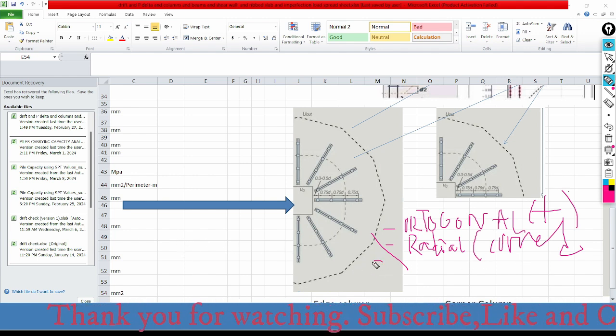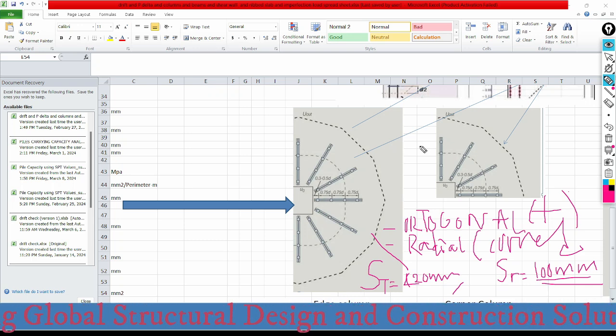So in radial arrangement, S tangential, which we have already calculated, the maximum is 420 mm. And S radial is 155, but in our case, we can use 100 millimeter. The distance between two consecutive shear reinforcements in the radial direction should be less than 0.75d. So 100 millimeter is less than 0.75d, so it is adequate. And in the tangential direction, the maximum should be 420.